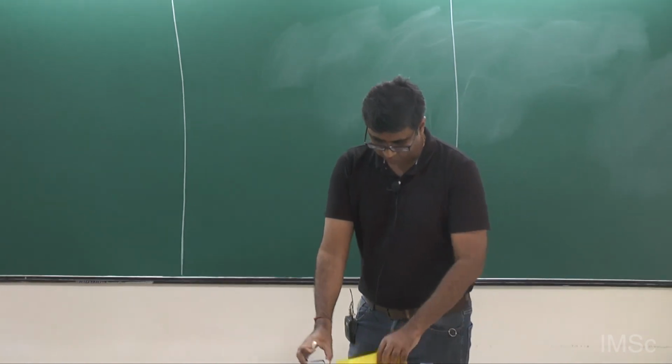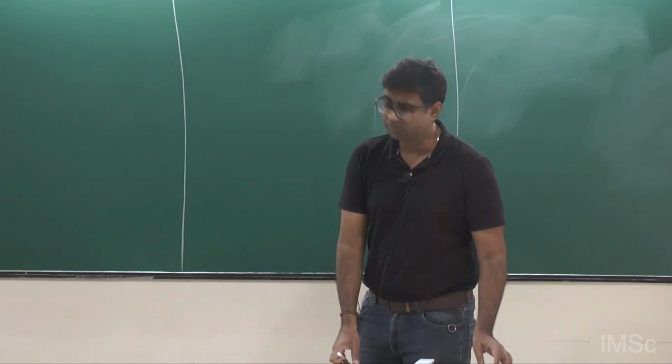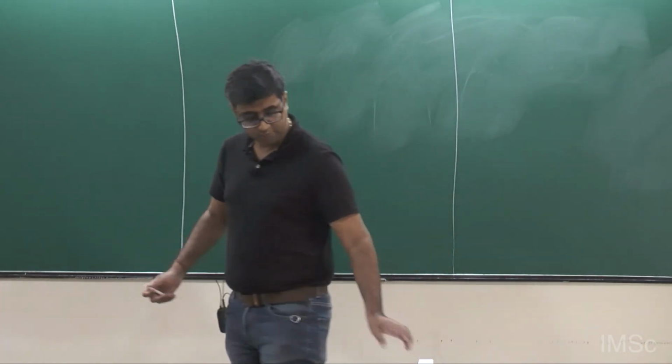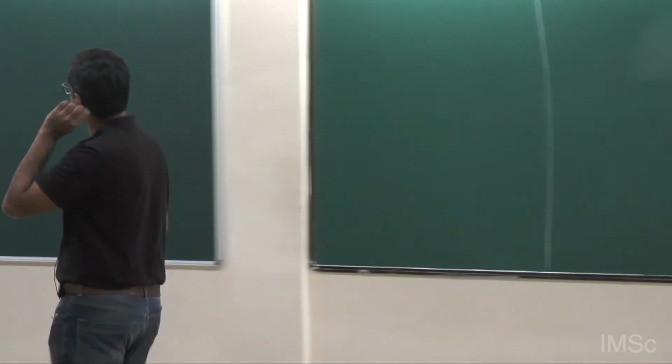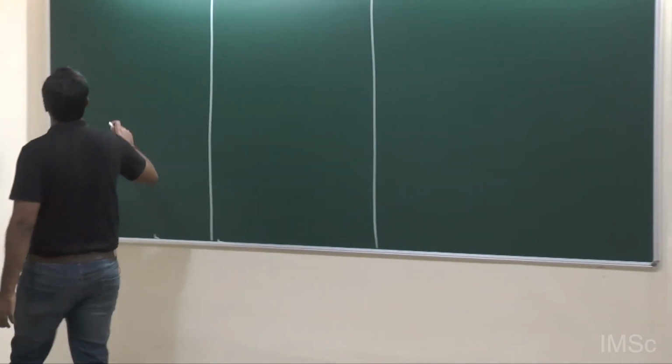Okay, so I'm going to talk about something called parameterizing above a multiplicative guarantee.